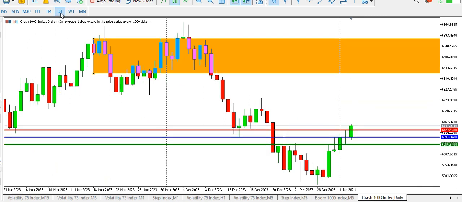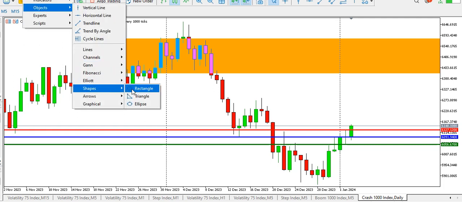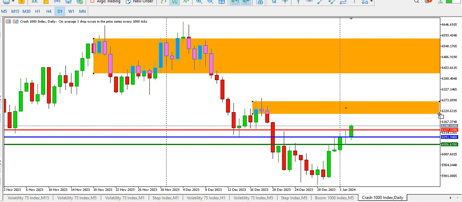before price finds its direction. On the daily time frame, Crash 1000 index is going up. You can see a bottom has been formed around here. Looking at this bullish engulfing candlestick pattern formed around there, price is reacting to it, and price is attempting to get to this supply area. Price might likely find resistance here where sellers will step in and push price a bit downward before price continues to go up.